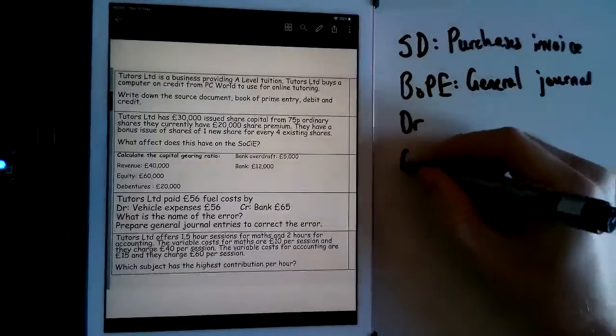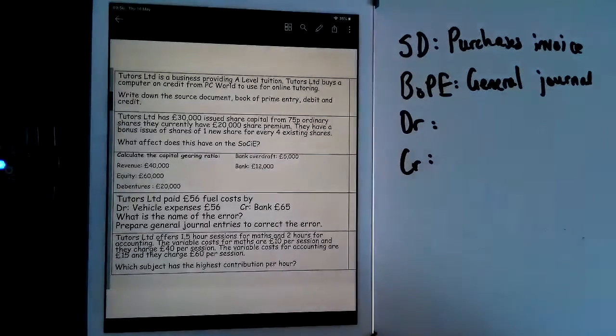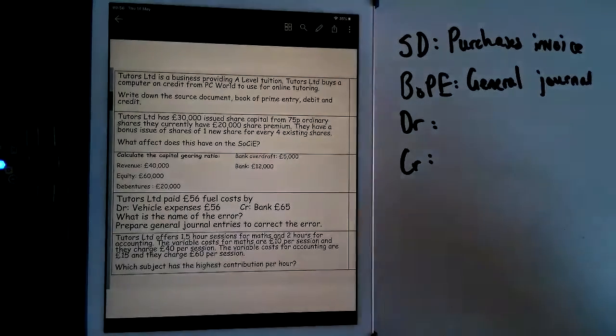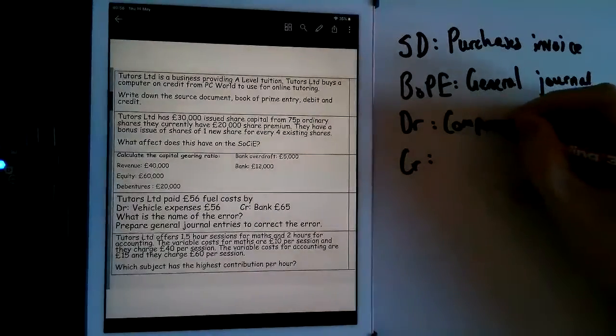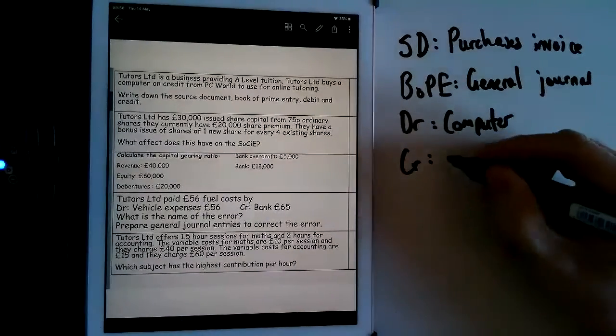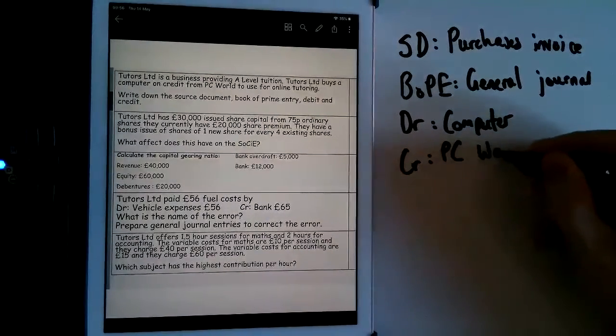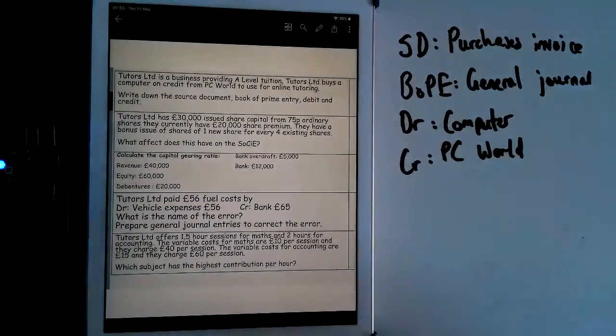Now, the two accounts. Well, one is going to be the computer account or equipment account, you could call it. Not purchases, because like I said, it's not goods. So one's going to be the computer and one's going to be PC World. Well, the computer's an asset, so that has to be the debit. And PC World's supplier, so it's a liability. So that's the credit.